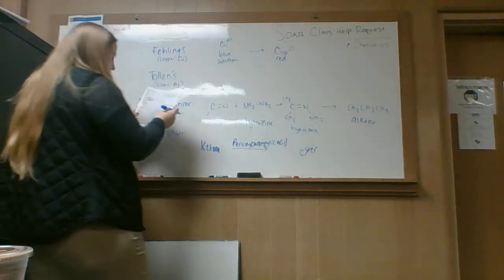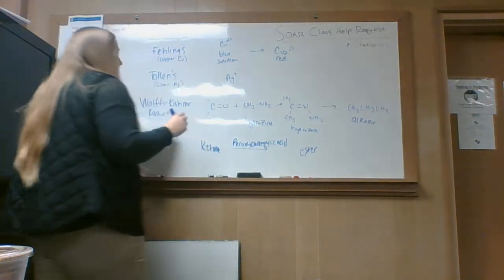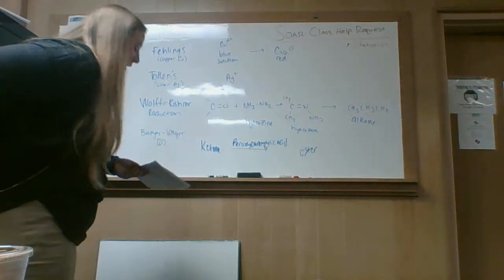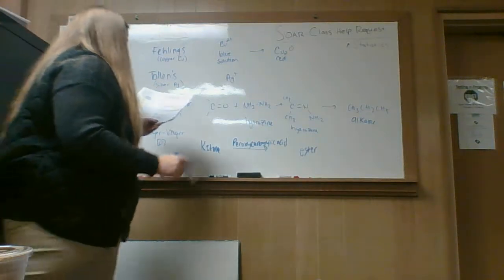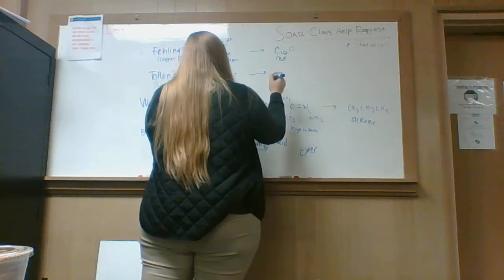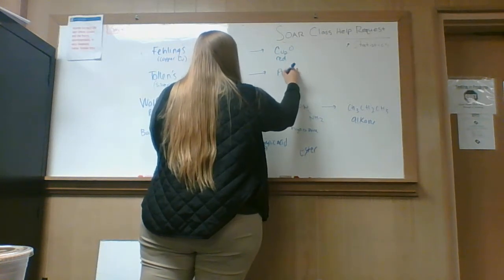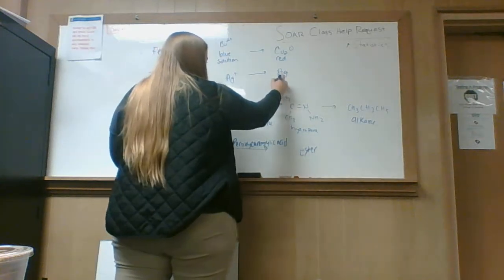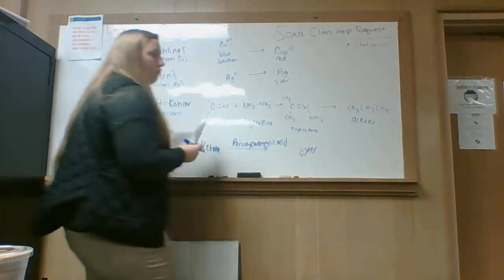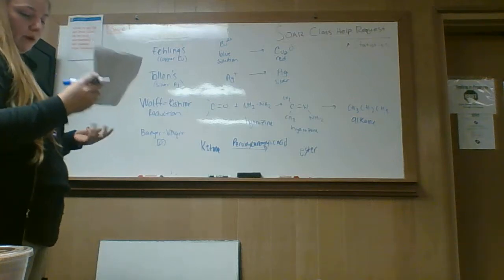In Tollen's test, you're reacting a silver ion solution. This is clear, colorless, you can see right through it. If it reacts, you're going to end up with a silver precipitate, which is going to look like silver. Very shiny type of precipitate.